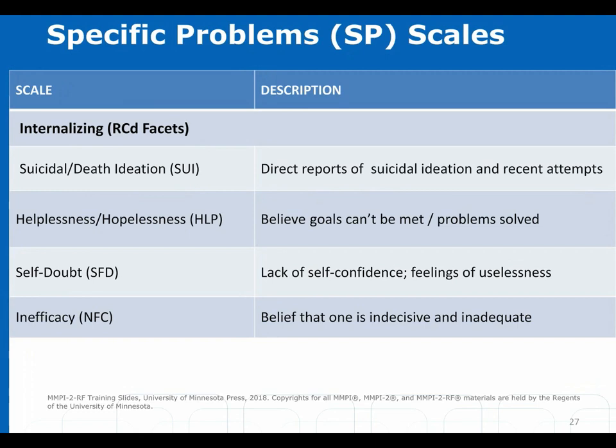And then finally, we have self-doubt and inefficacy. So these 2 scales measure constructs that are closely related, but that are distinct. Whereas self-doubt is a lack of confidence in oneself, inefficacy is a lack of confidence in one's ability.